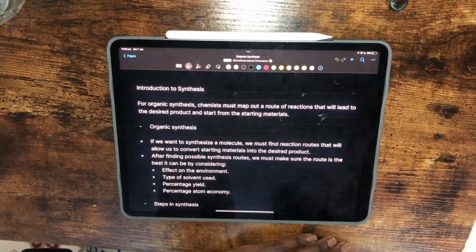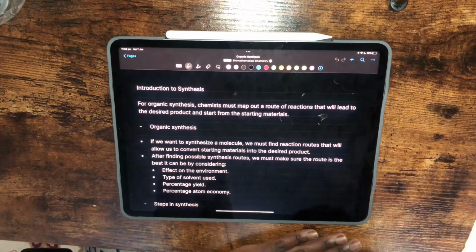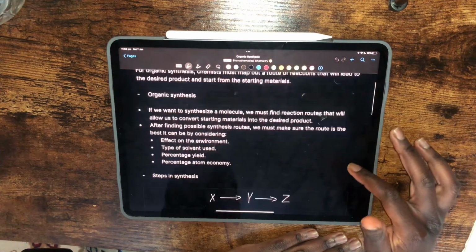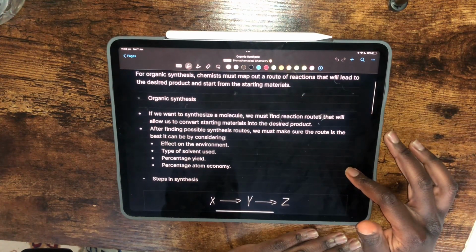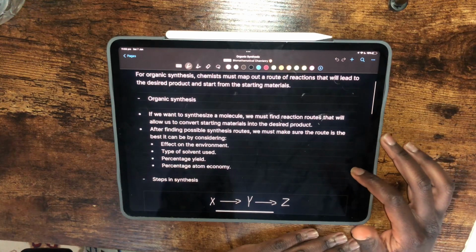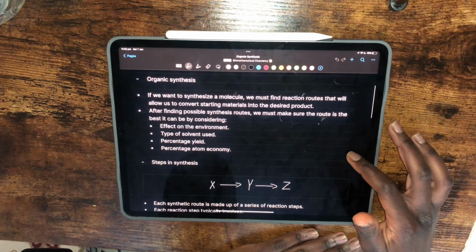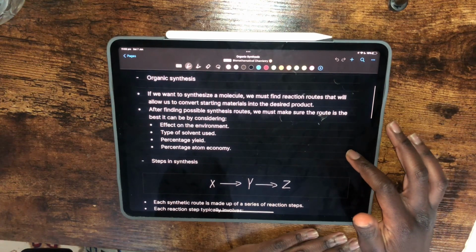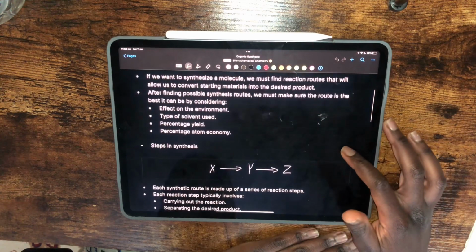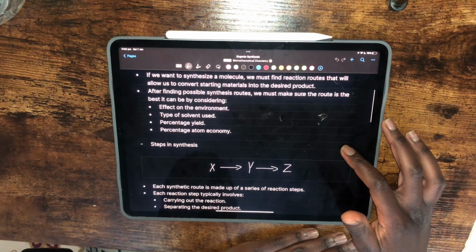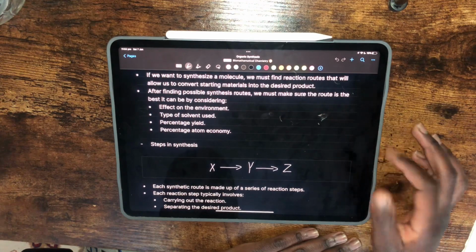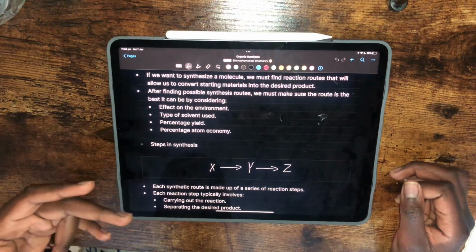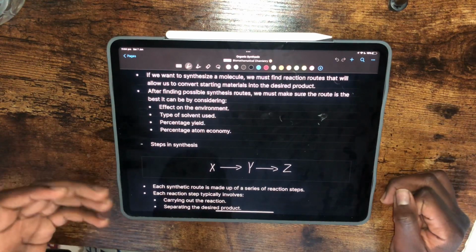I'm actually going to shut up now and go through the topic. So, introduction to synthesis. For organic synthesis, chemists must map out a route of reaction that will lead to the desired product, starting from the starting materials. If we synthesize a molecule, we must find reaction routes that will allow us to convert starting materials into the desired product. After finding possible synthesis routes, we must make sure the route is the best it can be by considering the effect on the environment, the type of solvent used, percentage yield, and percentage atom economy.